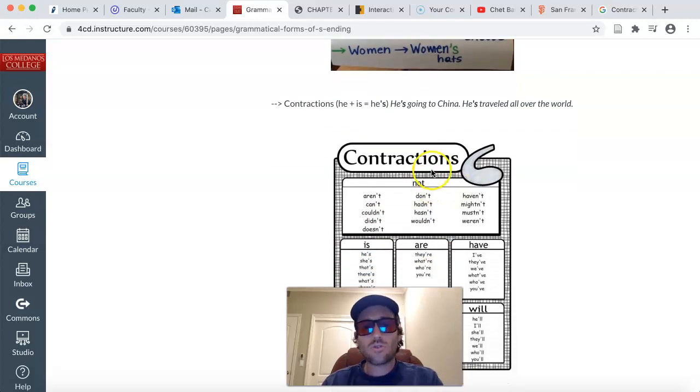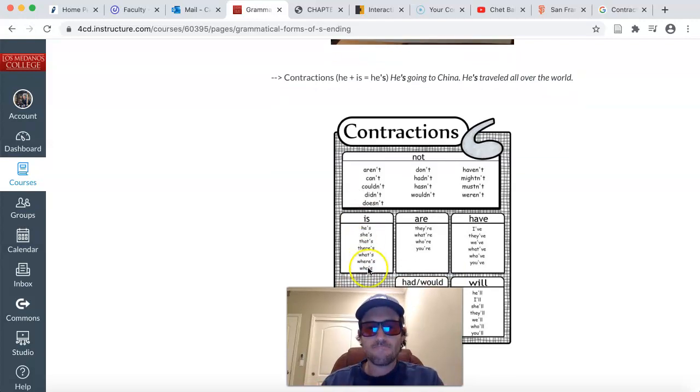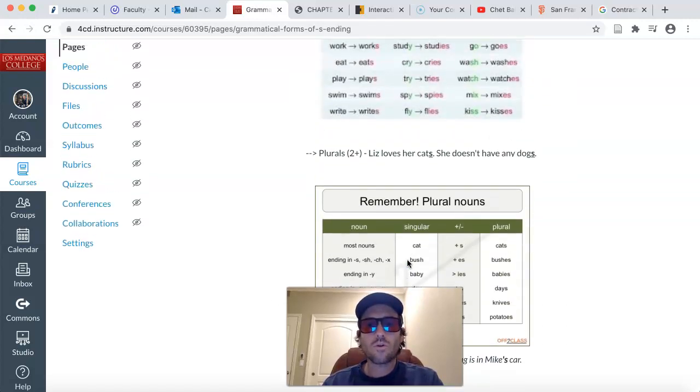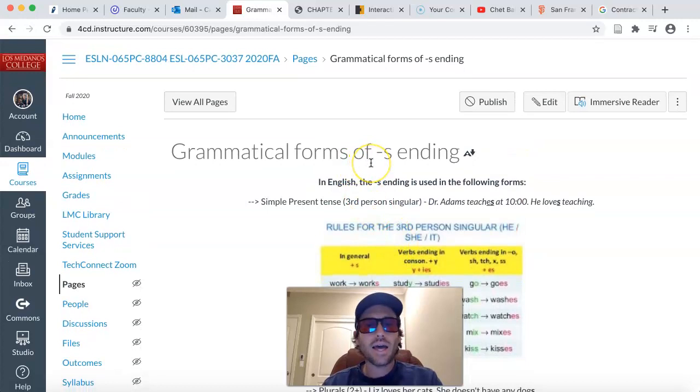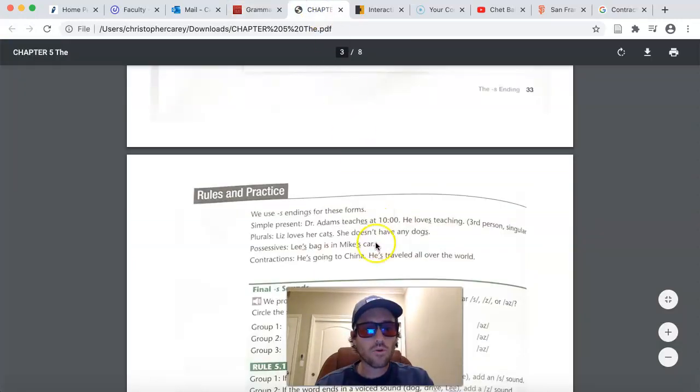Here are some other contractions, negative contractions. Are not become aren't. Can not become can't, etc. You have a variety of different contractions here. So those are the forms for which we add the S ending in English. Now here are the rules, pronunciation rules, with regard to these grammatical forms.